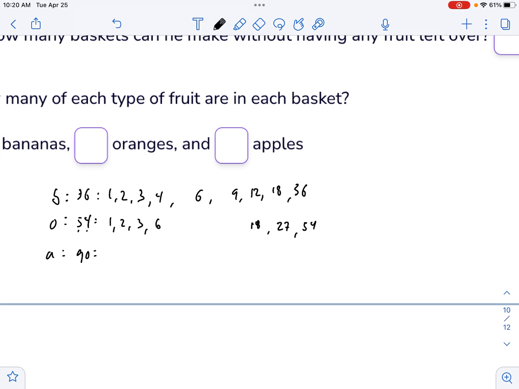4 does not work. 5 does not. 6 works. 6 times 9 is 54. 7 does not work. 8 does not work. Done. Ding, ding. We're going to do 90.